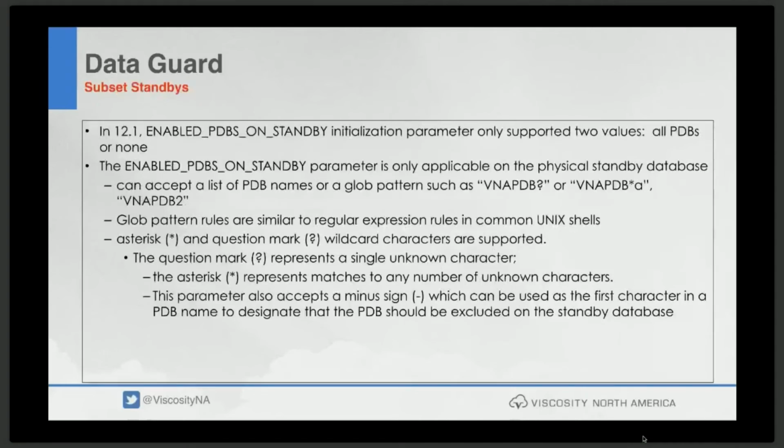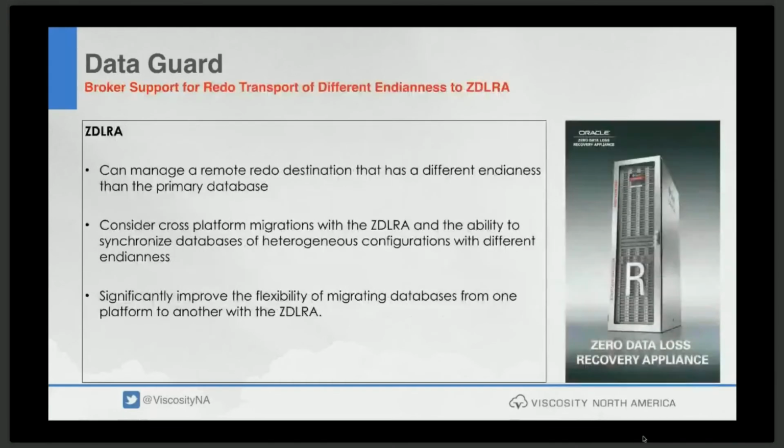Right. So if you happen to be leveraging subset standbys, there's a parameter called enabled PDBs on standby, and you literally list the names of your standbys. And since the number of pluggable databases increased drastically from 12.1 to 12.2, now we can have 4,096 pluggable databases, right? Oracle is also providing the capability to use wildcards as you specify the databases, PDBs in this case.